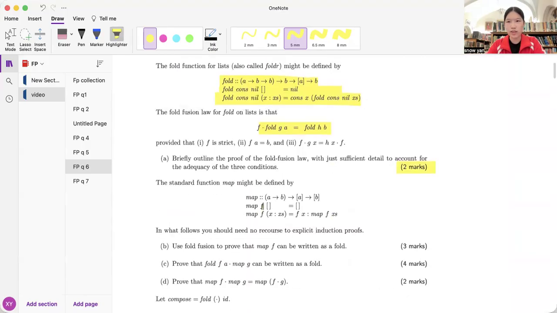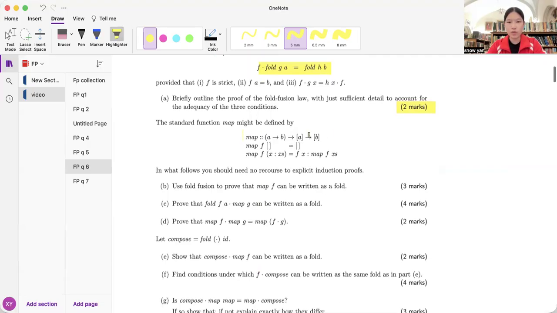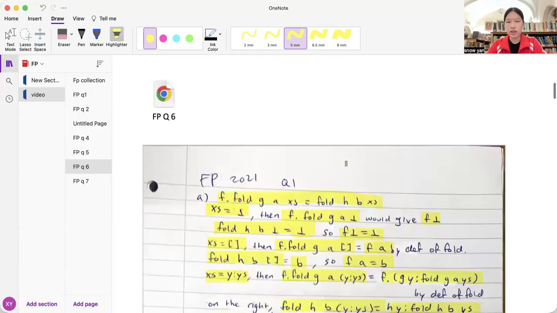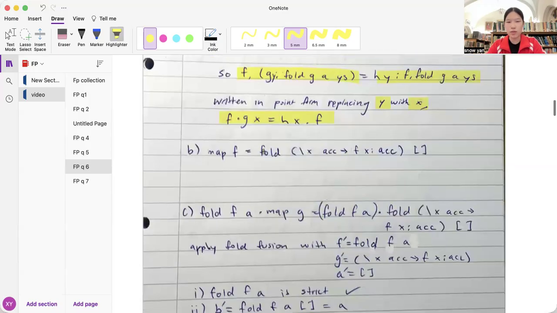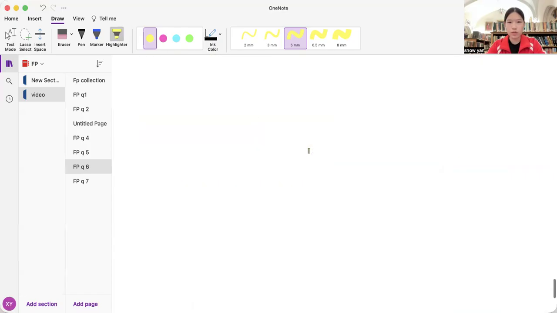There's nothing new about A that we haven't known before, because this exact same question showed up before. In part B, we have the standard function map. Pretty straightforward definition. Use fold fusion to prove that map f can be written as a fold. I already kind of knew what map f is equal to, but in reality you definitely need a proper proof, so I'll go through that.